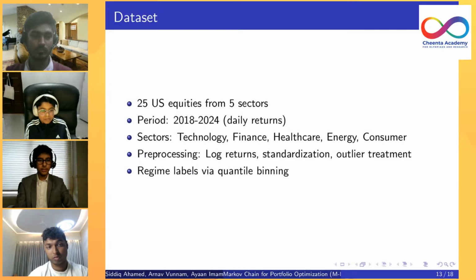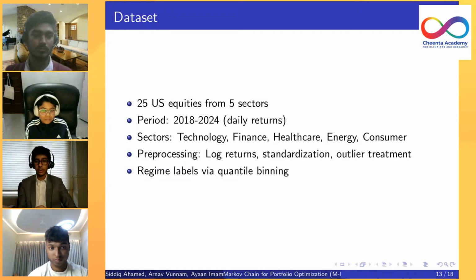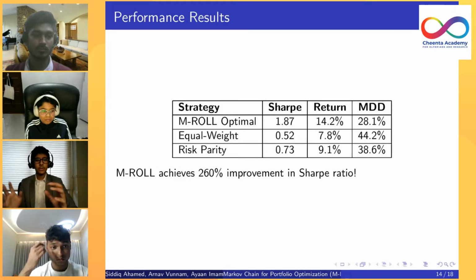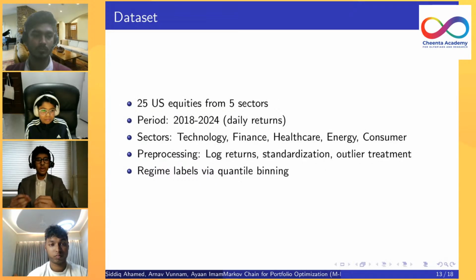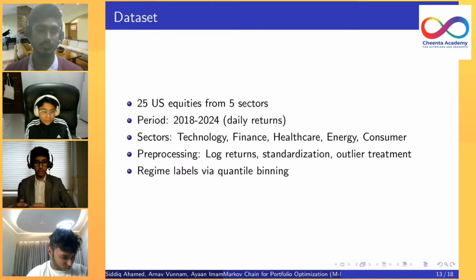Our dataset was very simple. We had 25 US equities from 5 different sectors. We had a period from 2018 to 2024, around 7 years, and we only took daily returns. Our sectors were various, as we already talked about, and we made sure to take broad stocks such as Apple, Microsoft, JP Morgan, Goldman Sachs, and so on. Next, we pre-process in a harsh way: log returns, standardization, outlier treatment, and so on. And then our regimes were via quantile binning, which we've already talked about previously.